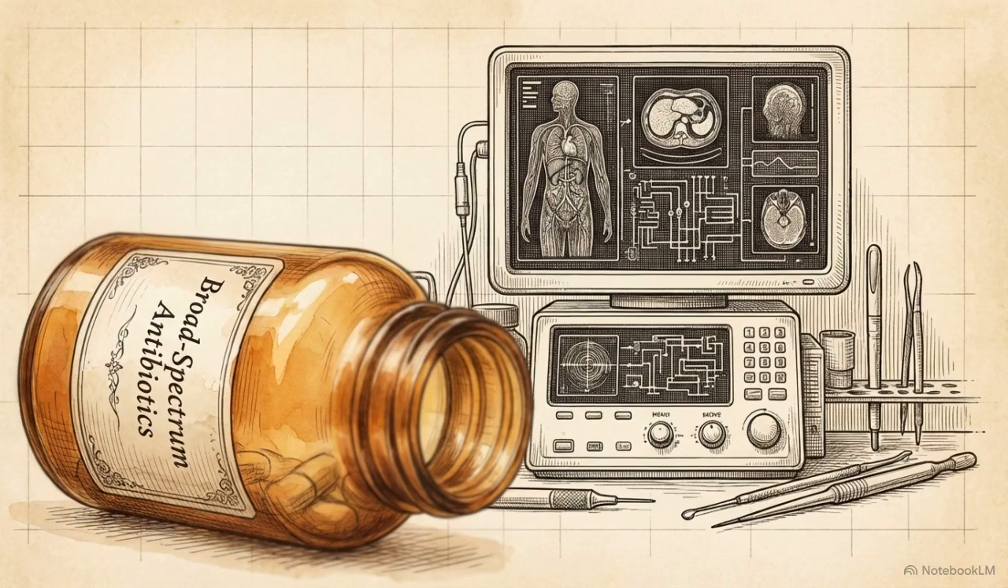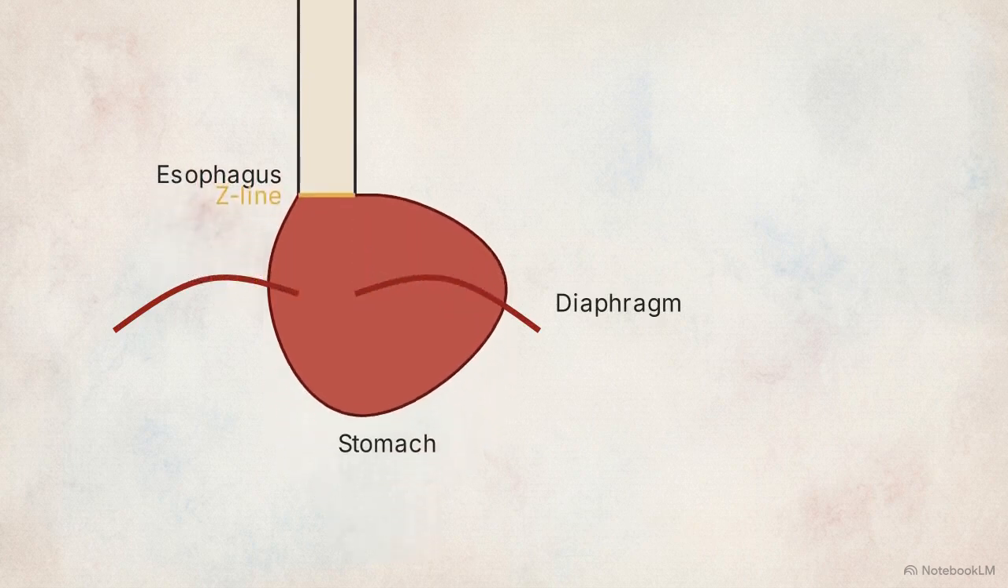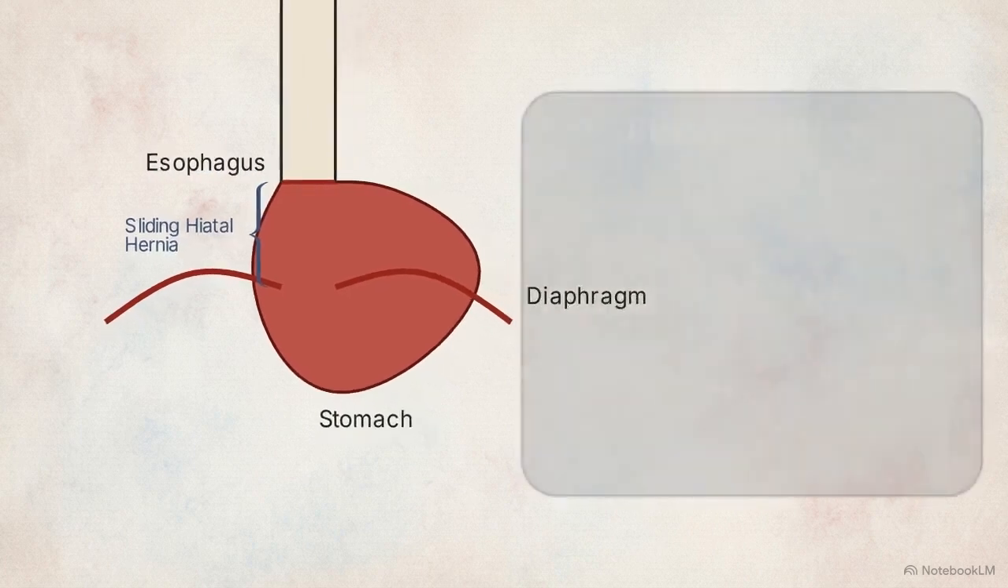This endoscopic view shows an incidental finding in an asymptomatic 64-year-old woman. The Z-line, where the esophageal and gastric linings meet, is displaced abnormally high above the diaphragm. This displacement indicates a sliding hiatal hernia, a common structural shift where part of the stomach moves above the diaphragm.